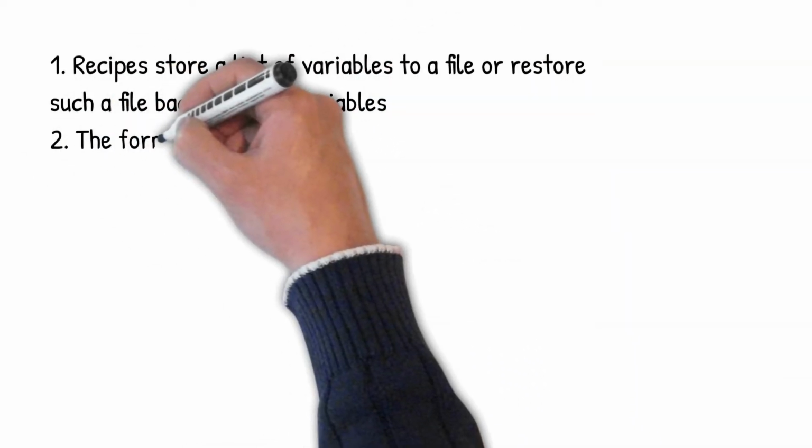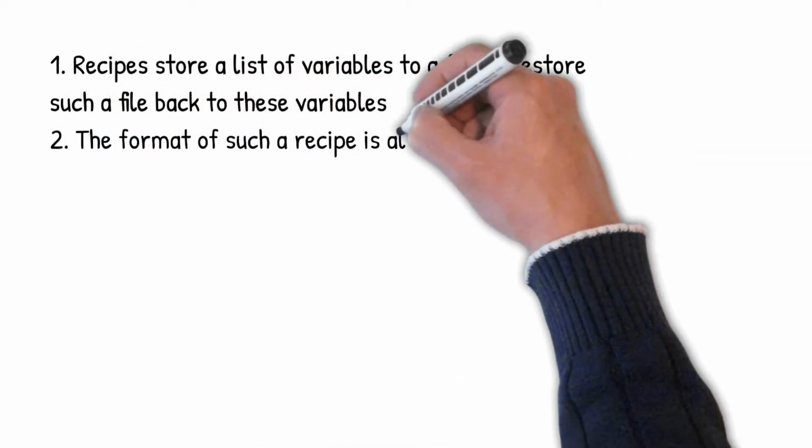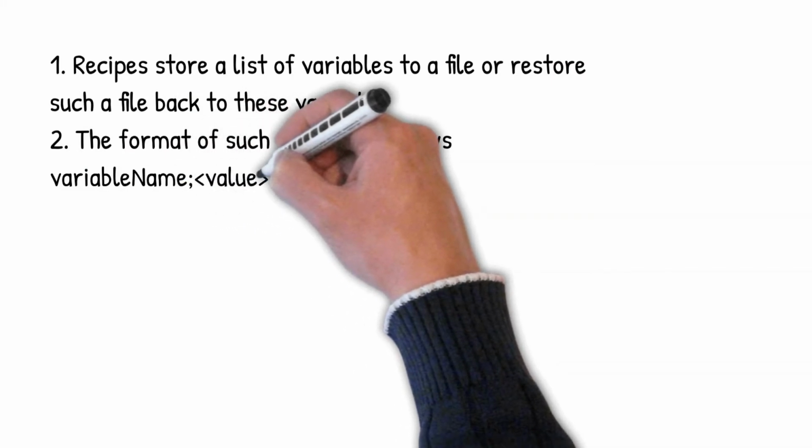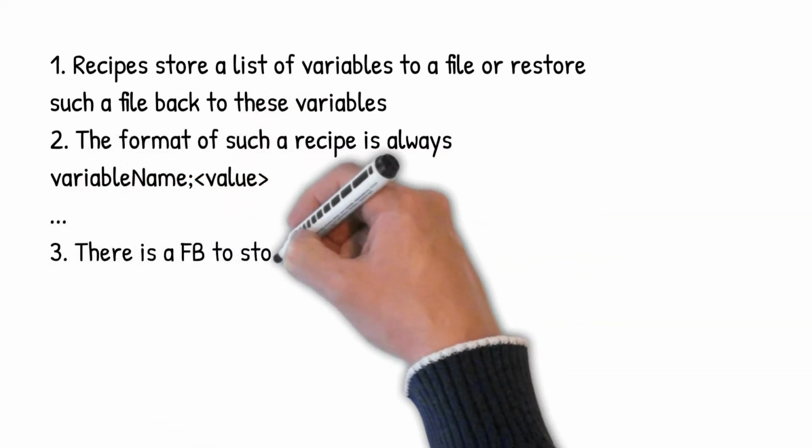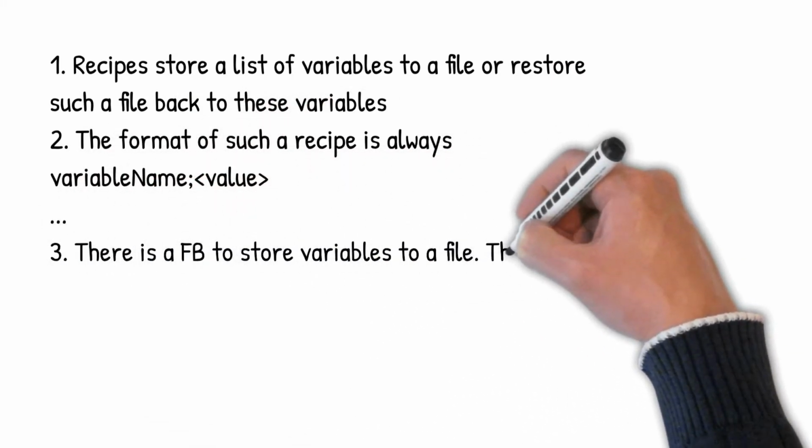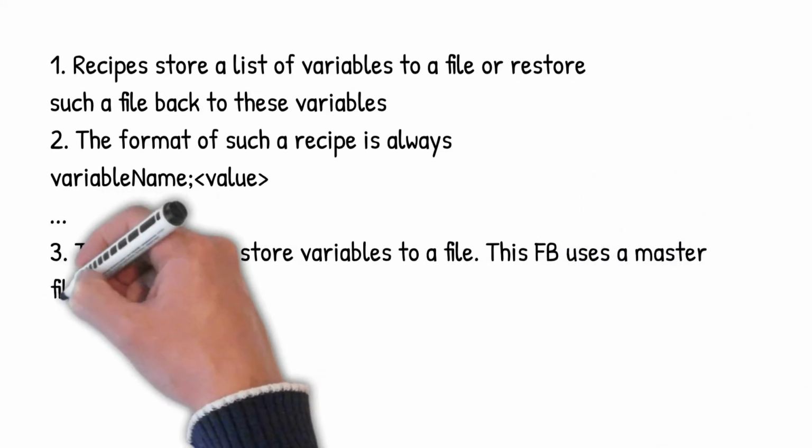The format of such a recipe file is always variable name, semicolon, value, and a carriage return line feed, and the number of variables stored in this file.